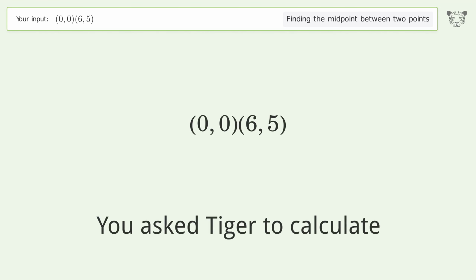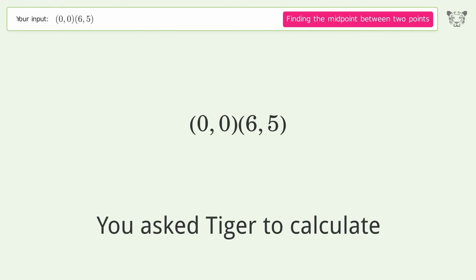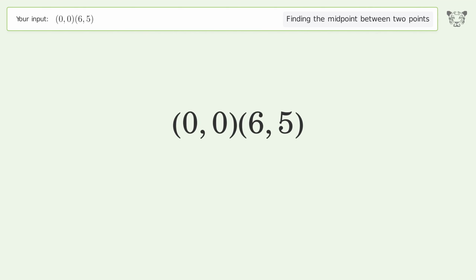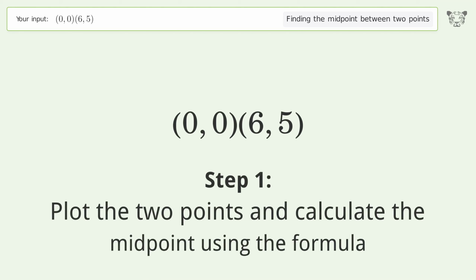You ask Tiger to calculate. This deals with finding the midpoint between 2 points. The midpoint between the 2 points is 3, 2.5. Let's solve it step by step. Plot the 2 points and calculate the midpoint using the formula.